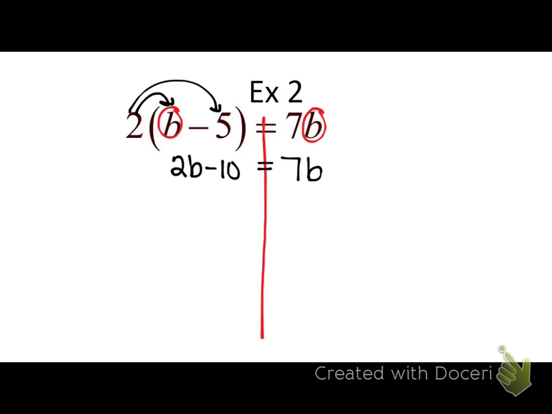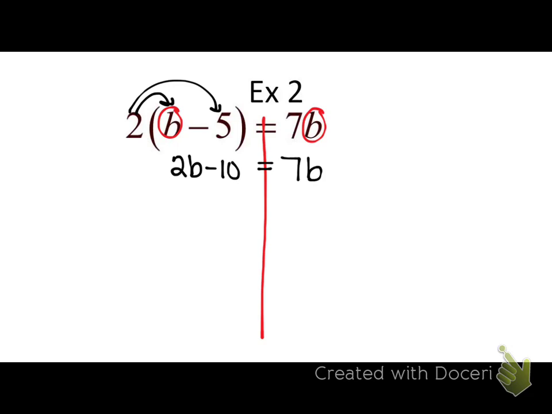Okay, after I distribute, what's the next thing I have to look to see if I can do? Combine like terms. Can I do that? Nope. All right, so if I can't combine like terms, my next step is what? Oh, it's get the variables on one side. Yeah, so I can't forget about that new step. I have to get the variables to the same side.